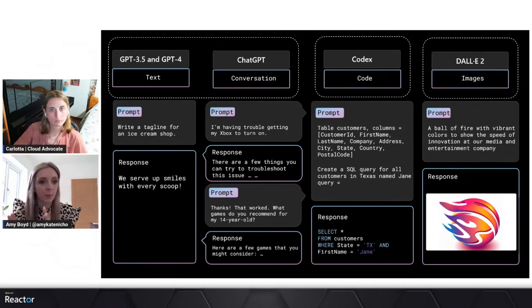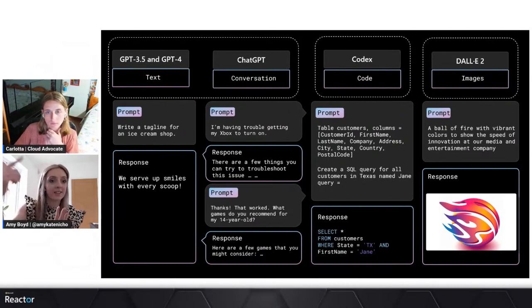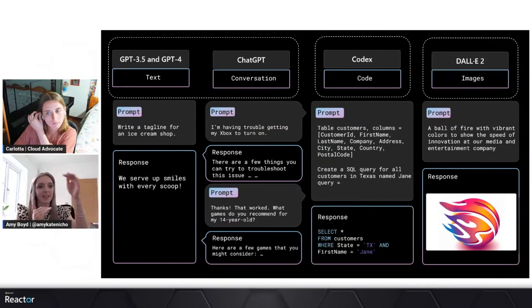If you then take that one step further, that's when we get into this ChatGPT moment where we might prompt it with a conversation. So we might say, I have trouble getting the Xbox to turn on. It might come back with a few responses, and then you can continue that conversation and it has understanding of the previous things that have come before it. So when you ask, what games do you recommend for my 14-year-old? It will come back with games within the Xbox platform. So it will take that understanding from the previous question and apply it in a conversational format.